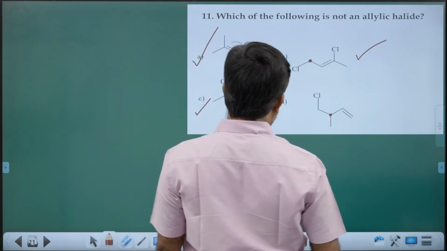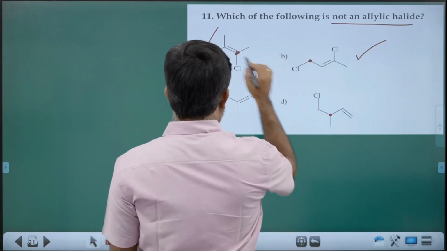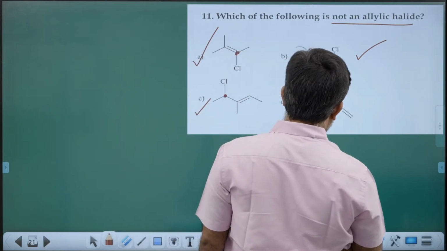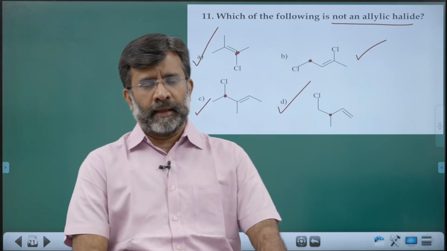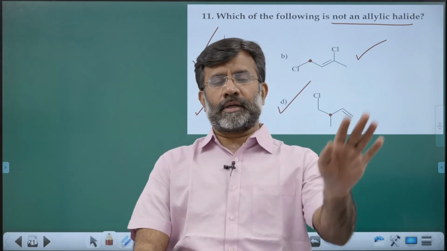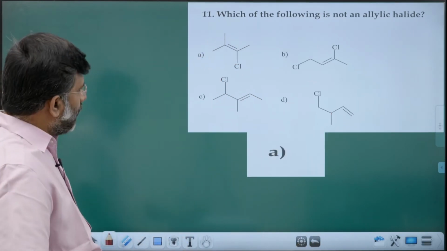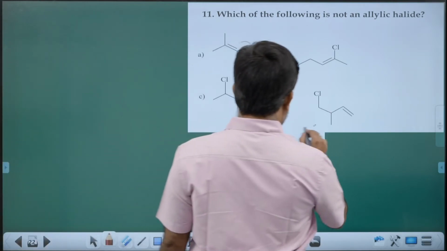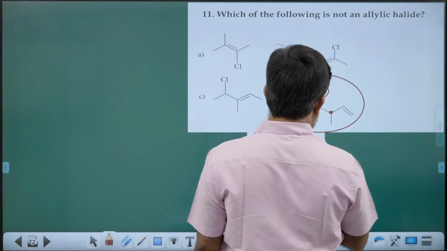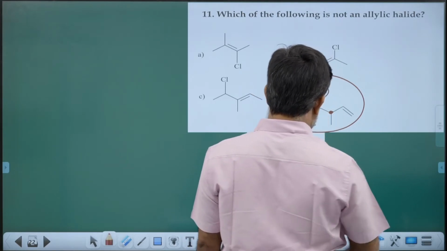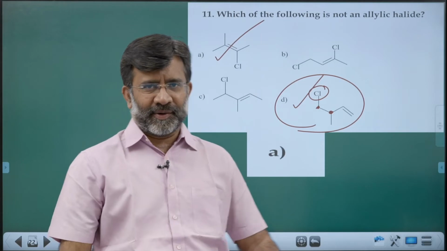So there are two answers. A is vinylic. Our question is which is not allylic. A is vinylic and D is also not allylic, so there are two answers, A and D, while B and C are allylic. The answer given is A, but D is also an answer. Why? Because this is an allylic carbon, while the chlorine is connected to the next carbon, which is not allylic. So A is the answer and D is also the answer. Okay, next one.